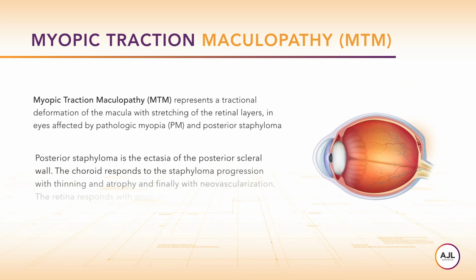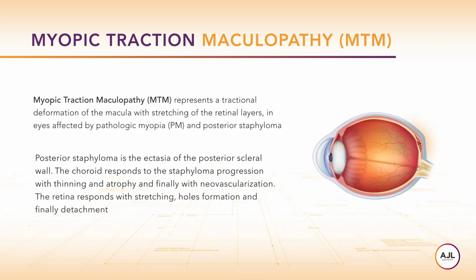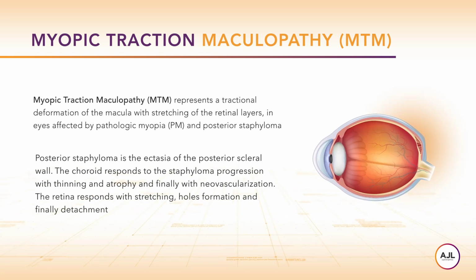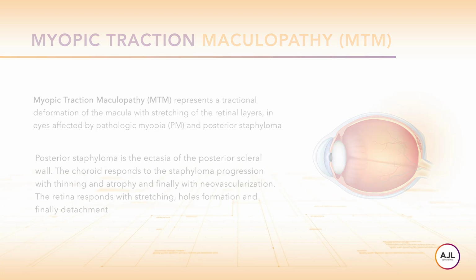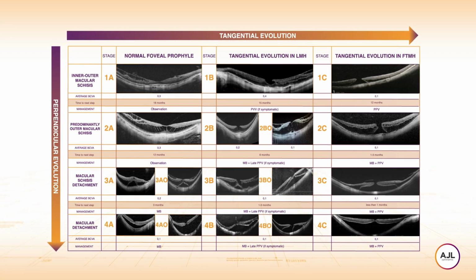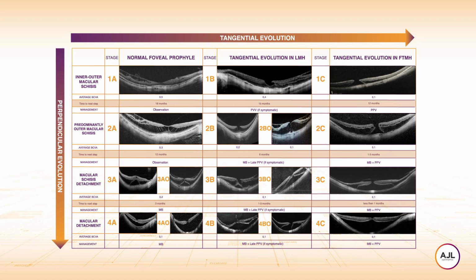The choroid responds to the staphyloma progression with thinning and atrophy, and finally with neovascularization. The retina responds with stretching, holes formation, and finally detachment. MTM is a slowly evolving disease. MTM can evolve from stage 1 to stage 4, or from stage A to stage C.